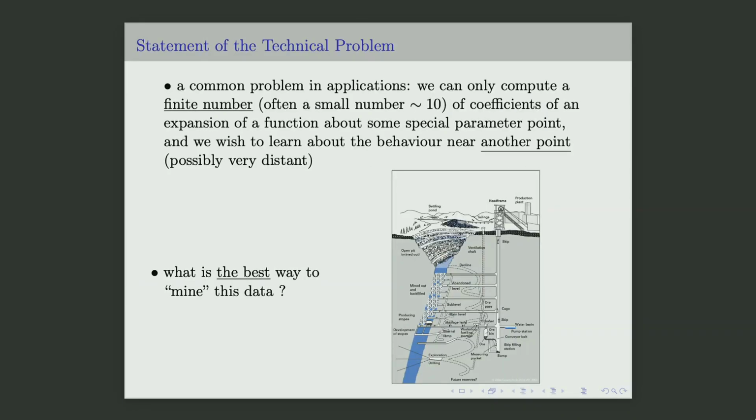So you can take the technical problem. Suppose you calculate something to some order, and you're doing a difficult problem, Yang-Mills, QCD, something really difficult. And with a lot of hard work, you can calculate some number, 5, 10 maybe, expansion coefficients. What should you do with that? What does it mean? And is there a best way to mine this?